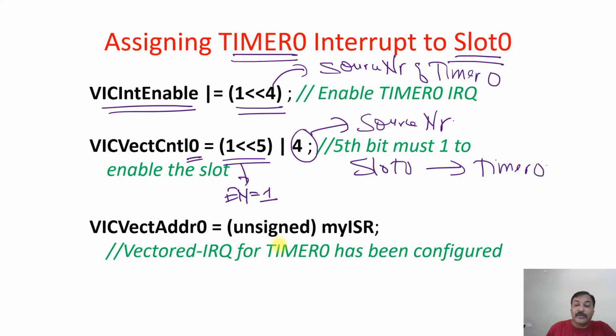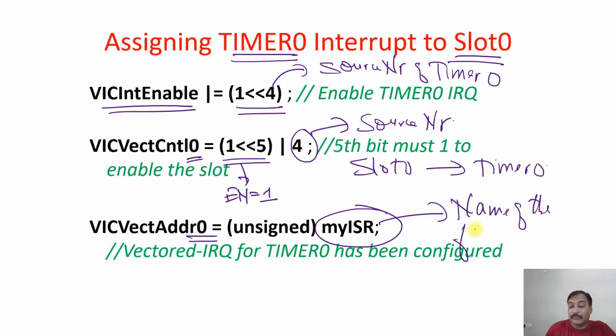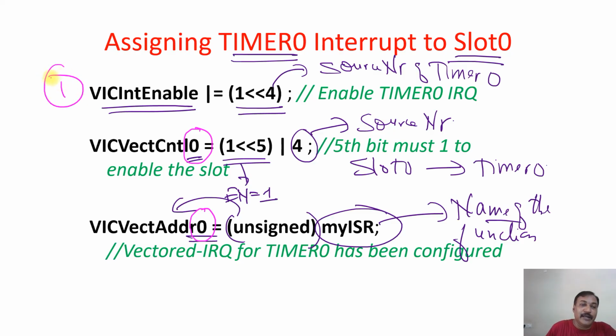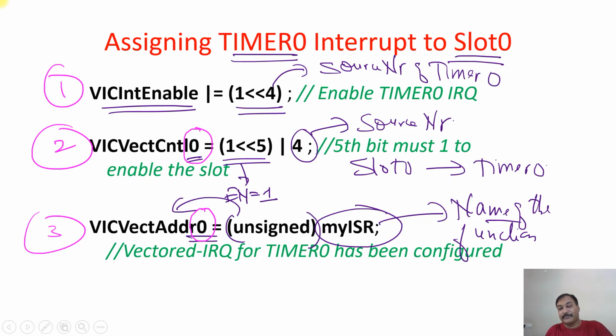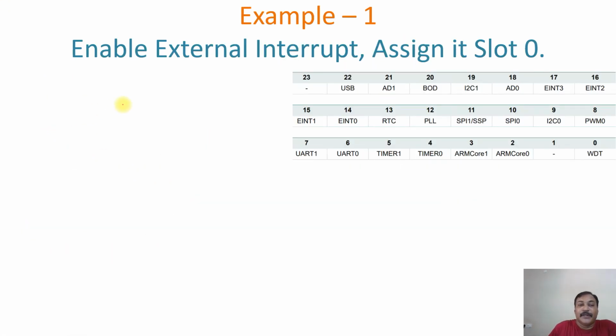Next one, we have to assign the name of the ISR to address 0. My ISR is the name of the function. You typecast with an unsigned notation and assign that to address 0. Note that control 0 has to be matched with address 0. This has to be matched, otherwise it will be an issue. So these are the three things. First one enable, second one assign to a particular slot, then assign the address of the ISR. Three simple things. Let us see some examples.